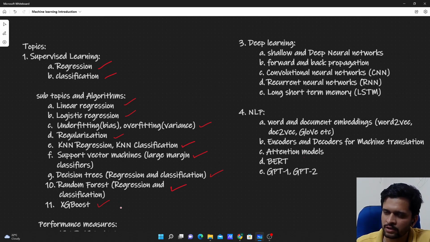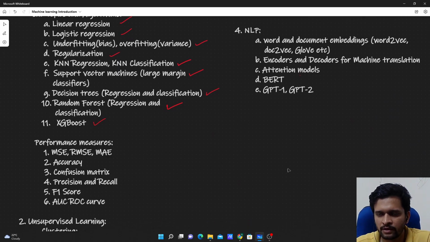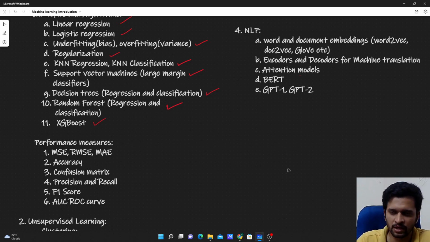Whatever algorithms I will be covering, I will be covering in detail along with in-depth math intuition in them. So please stay tuned for my videos. Next, I will cover the videos on performance measures. If we train any model on regression or classification, we have so many metrics to measure the performance, how our algorithm is performing on any given data set.